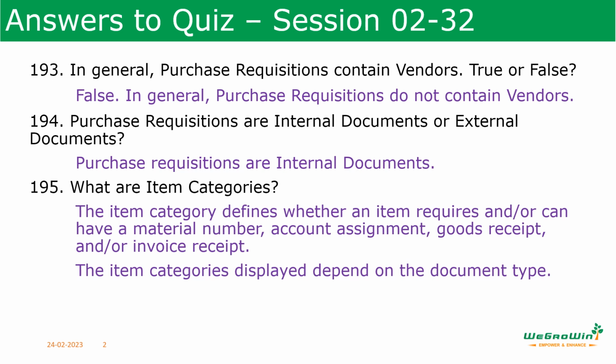What are item categories? Item category defines whether an item requires or can have a material number, account assignment, goods receipt or invoice receipt. Item categories are displayed depending on the document type. So we discussed various item categories. Please explore them and understand them because it is very important for an MM user and consultant.